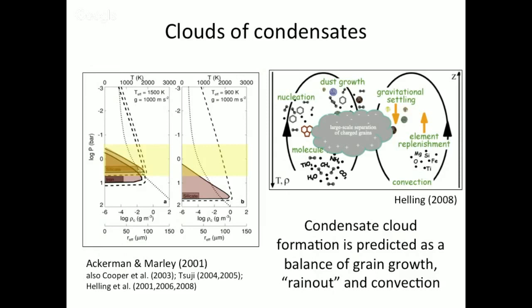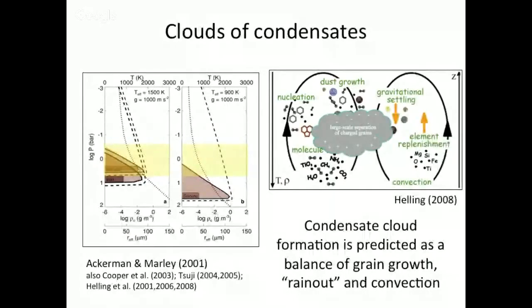Christiane Helling's group at St. Andrews has done a lot of more first-principles work looking at how grains grow through nucleation. In the grain, multiple species can build up charge, and the grain will actually just explode. It's called Coulomb explosion. And that sets a limit to the grain size distribution as well. So there's lots of microphysics going into understanding how you would get different grain size distributions and also where the grains are actually residing in the atmosphere.